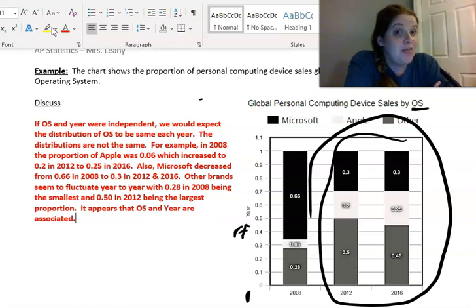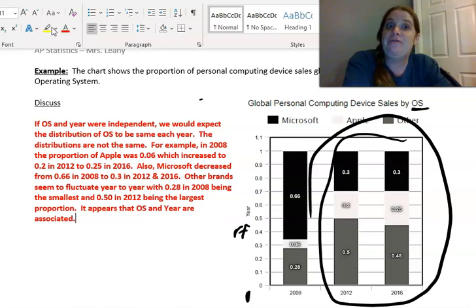Technically, they are not the same across there, with 20 and 25% and 50 and 45%. But you might be able to make a pretty valid argument, something along the lines of, if operating system and year are independent, we would expect the distributions of operating system to be the same across each year.